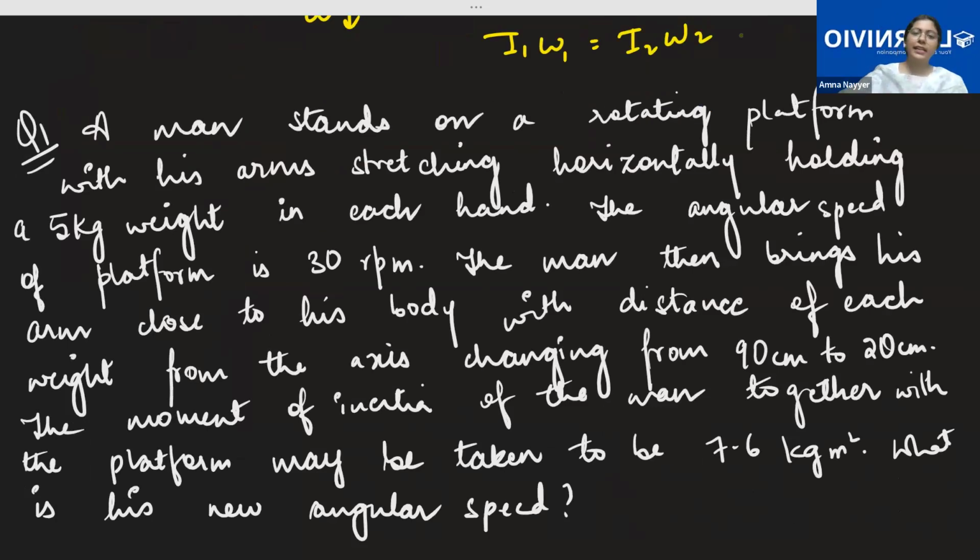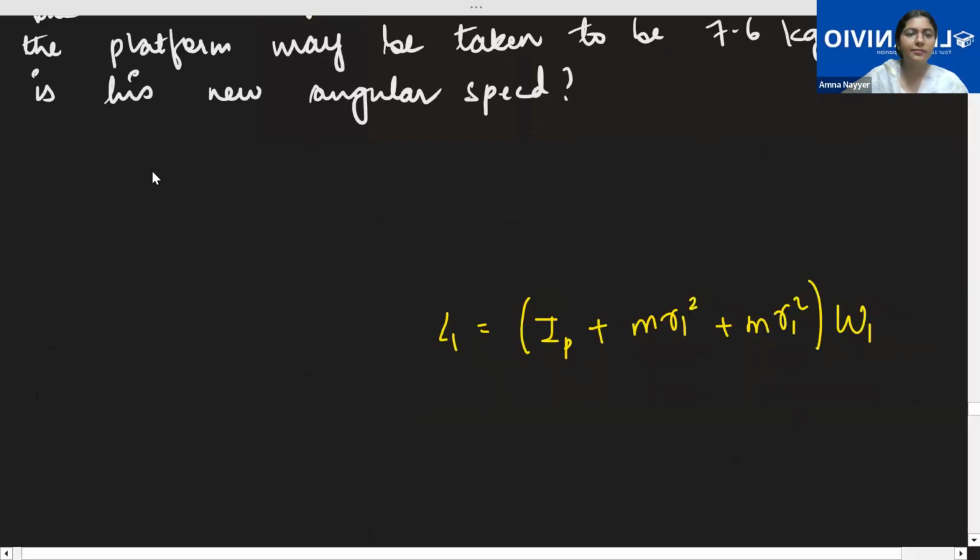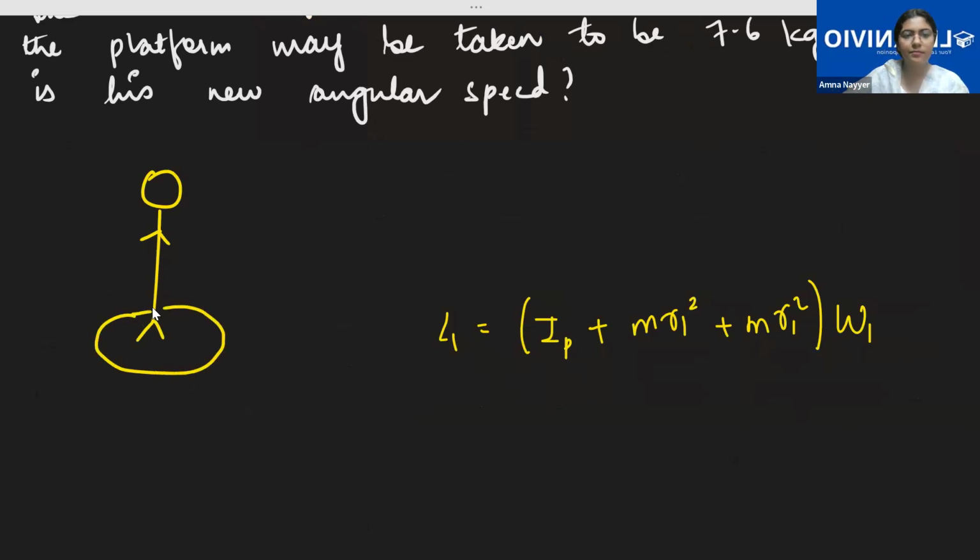So this says a man stands on a rotating platform with his hands stretching horizontally, holding a 5 kg weight in each hand. Means this hand also has 5 kg, this hand also has 5 kg. Like this, he is holding two weights. And he is standing on a rotating platform, so obviously he'll also rotate with it. The arms are stretched and holding 5 kg weight.